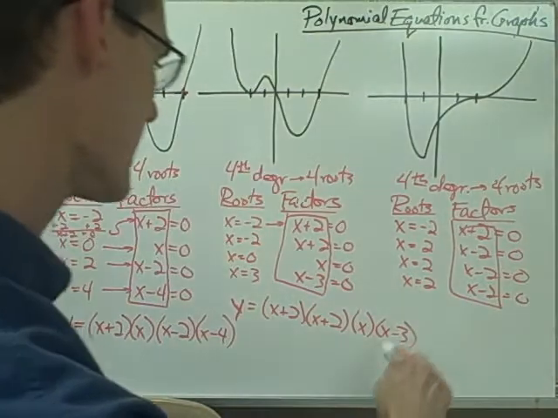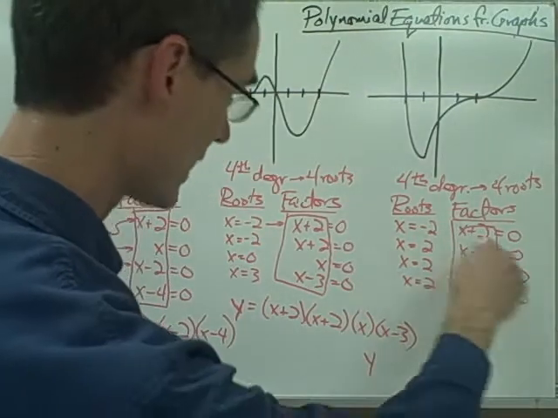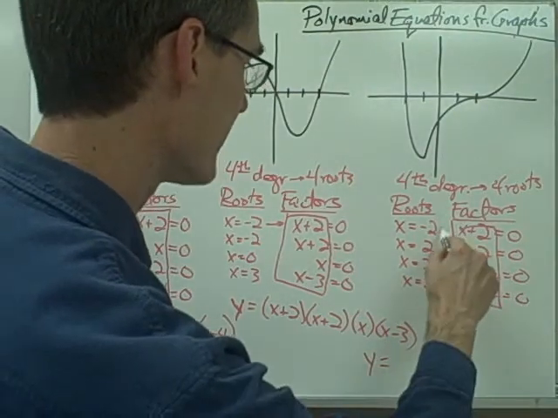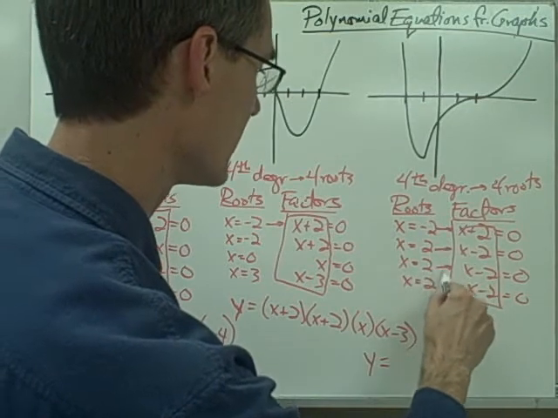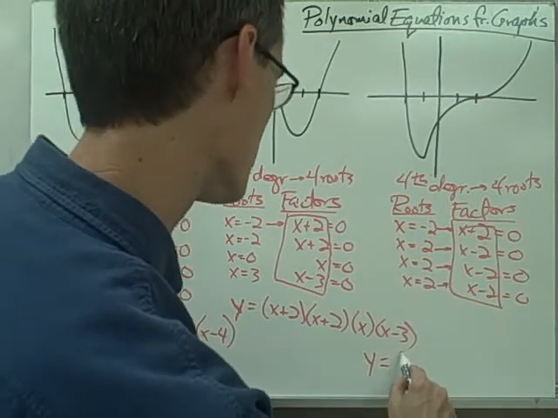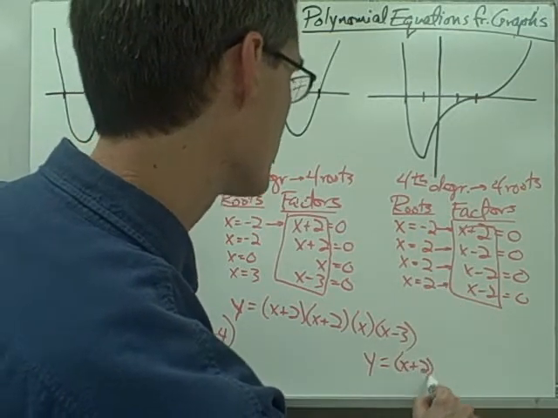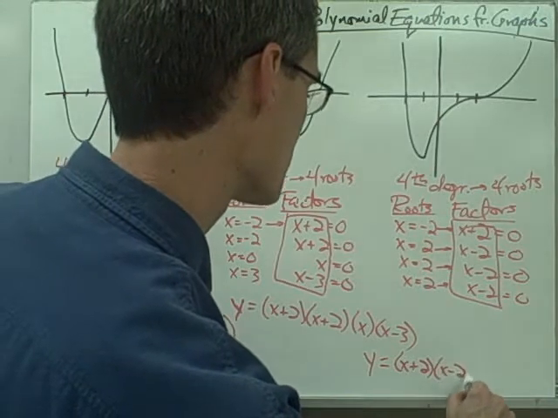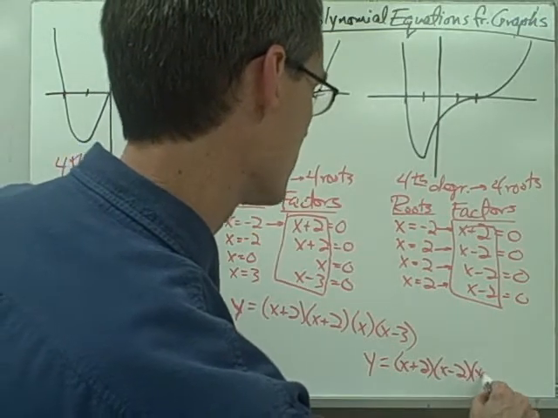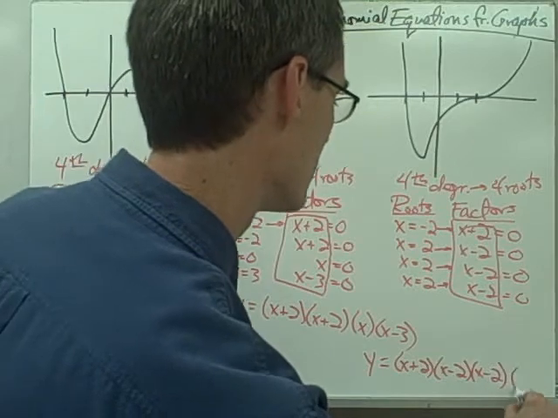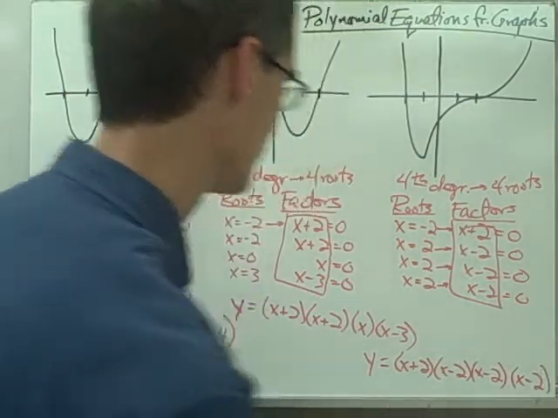And once again, I can write down my equation using my factors that correspond to each one of my roots. So y equals x plus 2 times x minus 2 times x minus 2 times x minus 2.